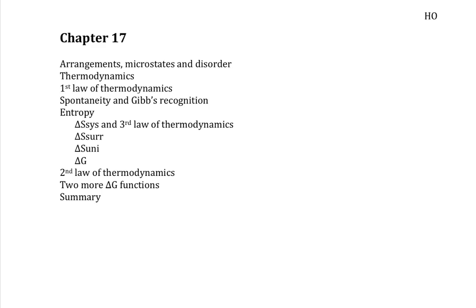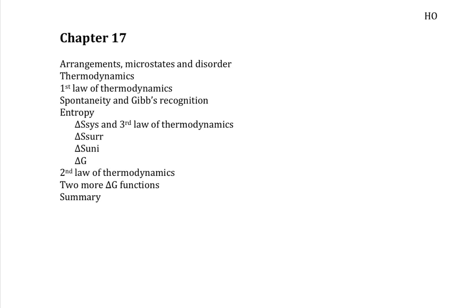So the chapter I have divided into these parts. This is our outline, what I would have written on the board. It is arrangements, microstates, and disorder, thermodynamics. First law of thermodynamics, that'll be a review from Chemistry 1. Spontaneity and Gibbs recognition, entropy, delta S of the system and the third law of thermodynamics, delta S of the surroundings, delta S of the universe, delta G, the second law of thermodynamics, and two more delta G functions, and then a summary.